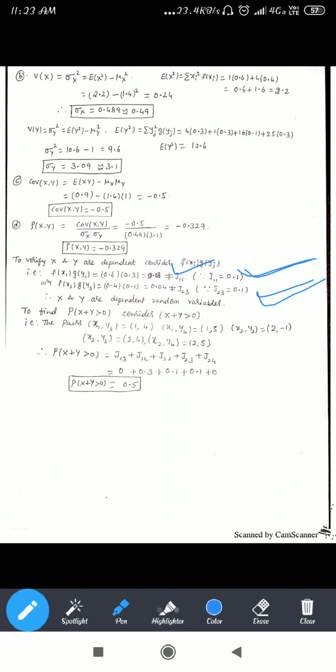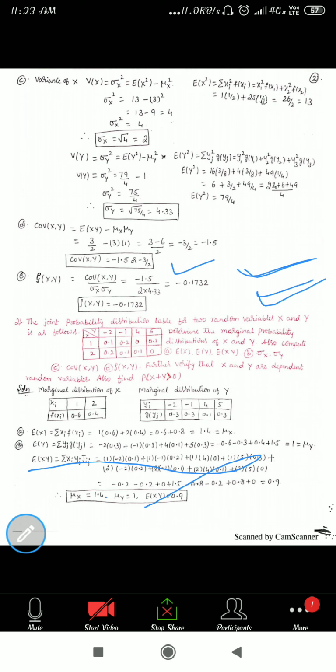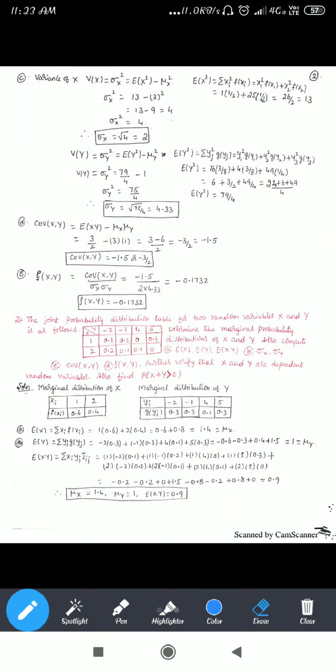Now what is the probability when x plus y is greater than 0? First write down the numbers having sum greater than 0. That is x and y, if I add you should get more than 0. First we'll write down that part. So what are the numbers which are greater than 0? So dear students, we have 1 and minus 2, so 1 minus 2 is minus 1, we will not get. 1 minus 1, 0, that one also will not get.